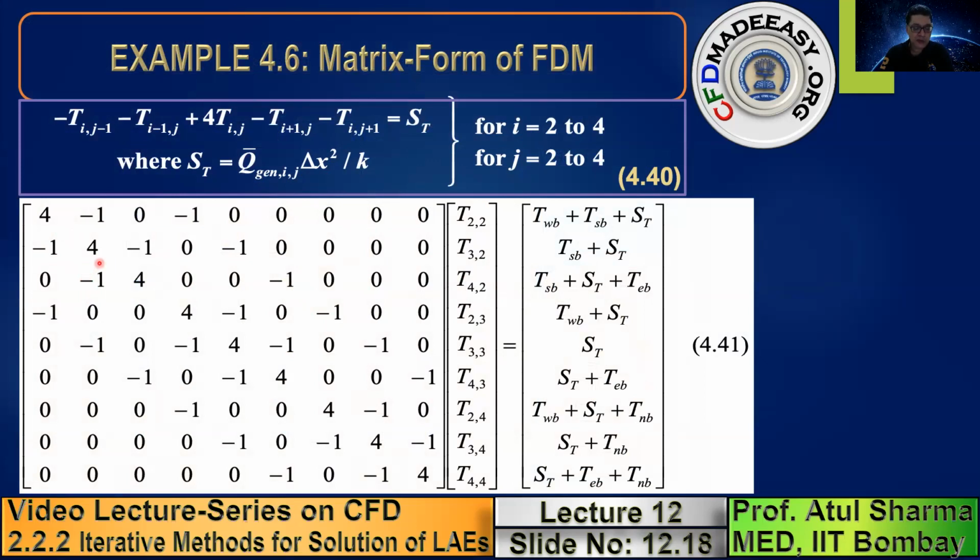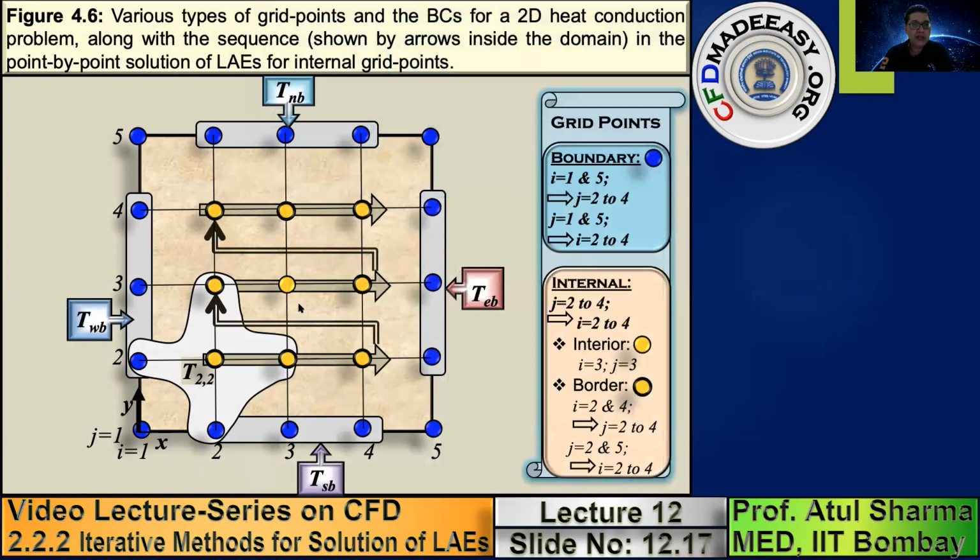Now, as I mentioned, there are 2 types of points. This is what is called an interior grid point, and these are called border grid points, because for these yellow circles, one of their neighbors is a blue circle. So those yellow circles whose one of the nearest neighbors is a blue circle, we call a border grid point.